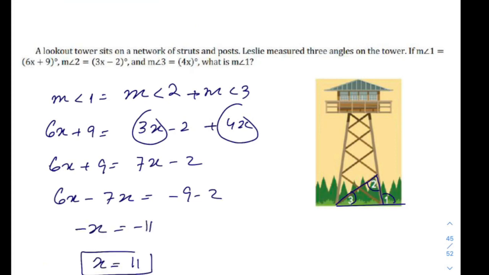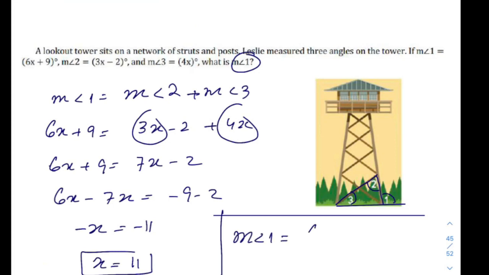This is x. He is asking about angle 1, so we need to replace. Don't forget, read the question carefully. Measure of angle 1 is 6x plus 9. So 6 times 11 plus 9, 66 plus 9, which is 75.